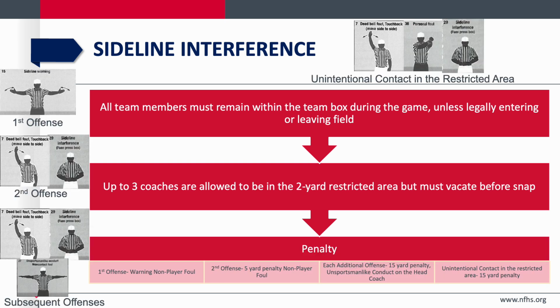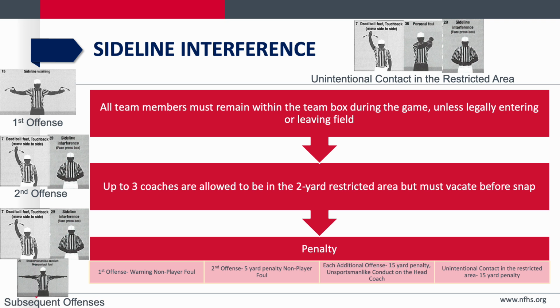There are a few different levels of penalties for sideline interference. If we have players or coaches in the restricted area once the ball is snapped, the first flag is simply a warning. The second offense is a 5-yard live ball penalty that is enforced from the succeeding spot. Any additional foul for being in the restricted area is a 15-yard penalty and is also an unsportsmanlike conduct charge to the head coach. So if we have 2 additional fouls, the head coach is disqualified.